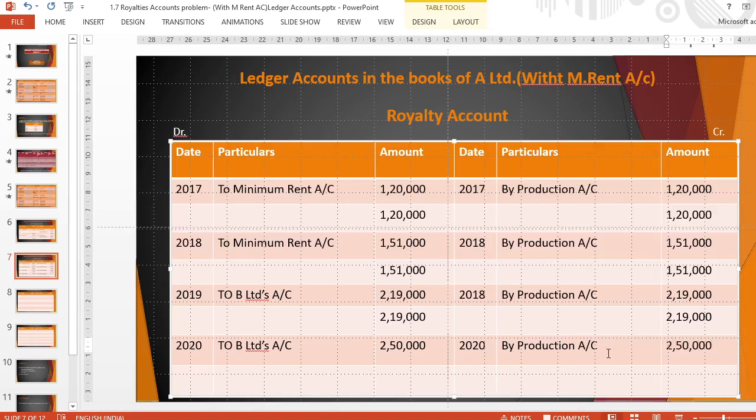The entire amount is transferred to production account. So there is no further transaction. So it is 2,50,000 and here the credit side total is 2,50,000. So this is how we need to prepare royalty account. The only thing you need to remember is if minimum rent account is prepared or if there is short working, in that case we need to record royalty account debit to minimum rent account. If there is no short working, we need to record royalty account debit to lessers account.